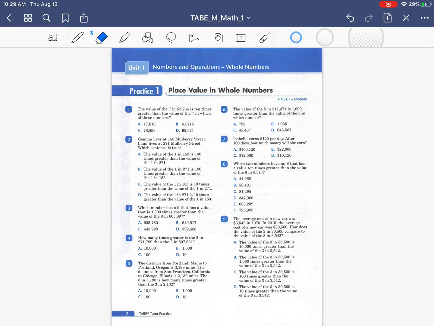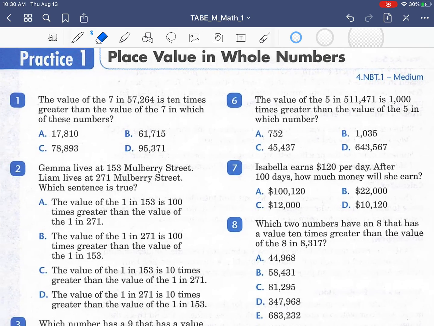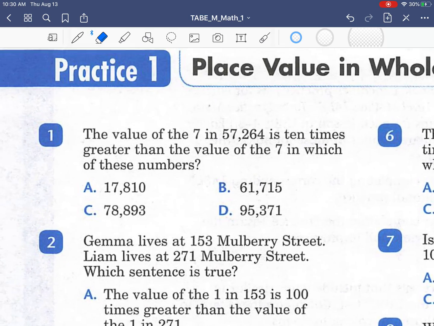So I'm on page 2. We're looking at practice 1, and this one is called place value in whole numbers. And I'm going to work these problems. I will share some tricks and tips with you as we go through these, but not a lot of the theory of math. We don't want these to be hours and hours long. They're going to be long videos anyway, but I'll keep them as short as I can and still cover the material that we need.